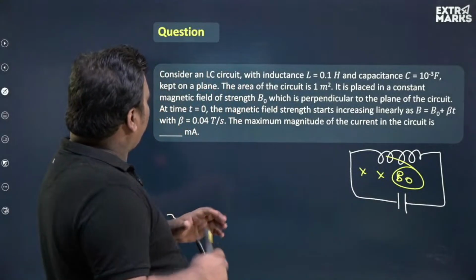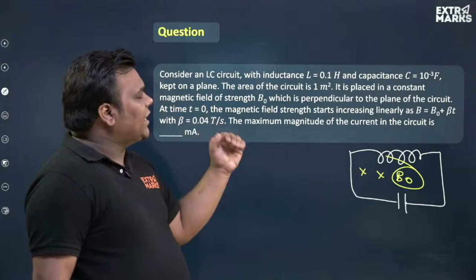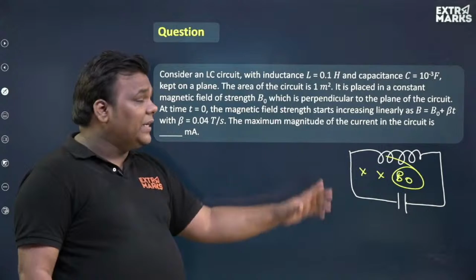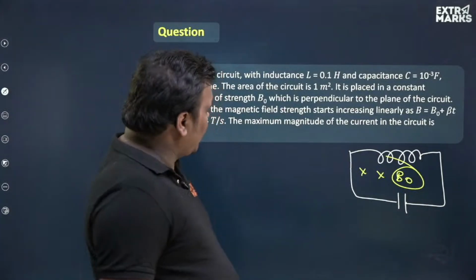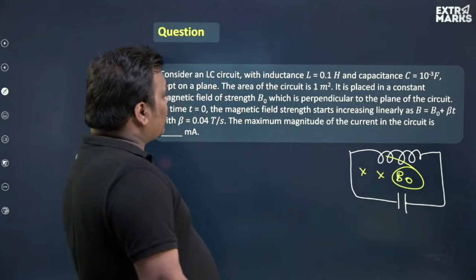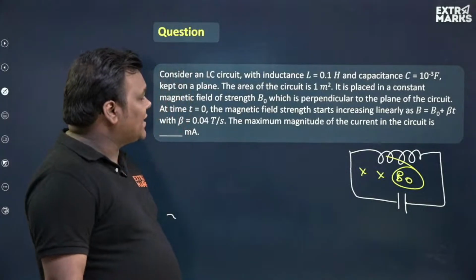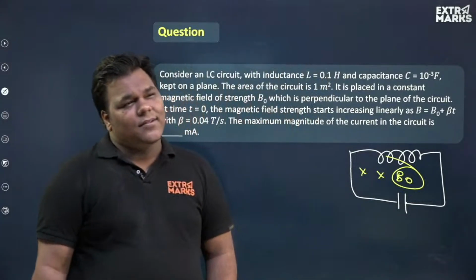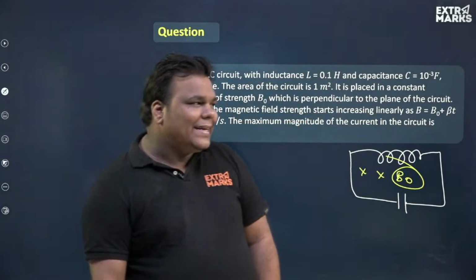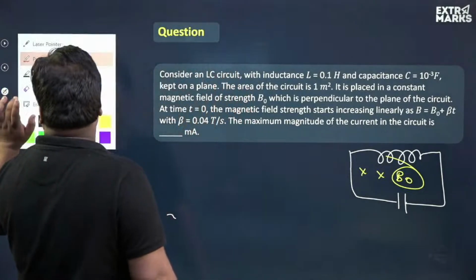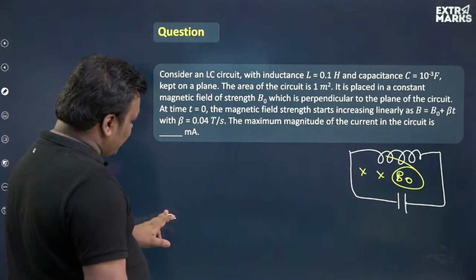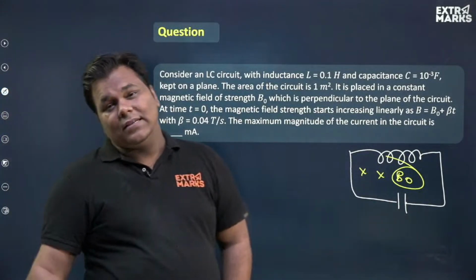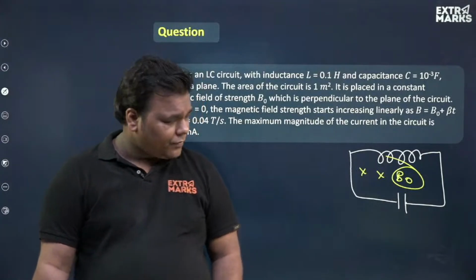Now, this circuit is in the magnetic field and the value of magnetic field is B naught. At time t is equal to 0, the magnetic field strength starts increasing linearly as B is equal to B naught plus beta t, with beta is equal to this. The maximum magnitude of the current in the circuit is... it might be a little bit difficult, but we know very well, nothing is difficult when you try to solve it in a simple and better way. Okay.